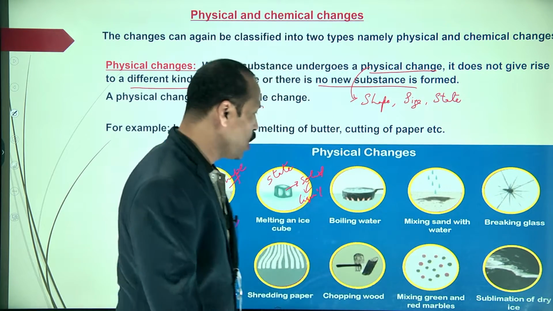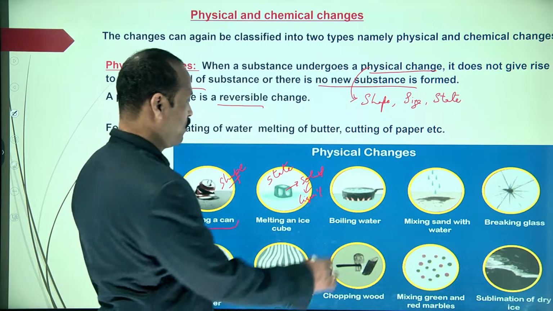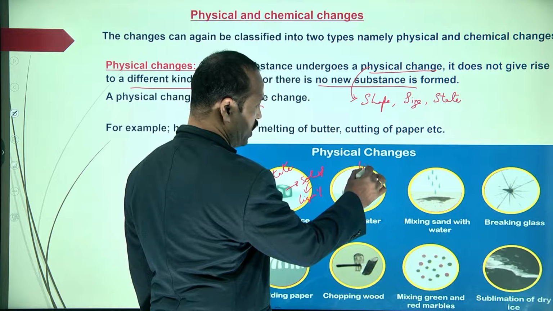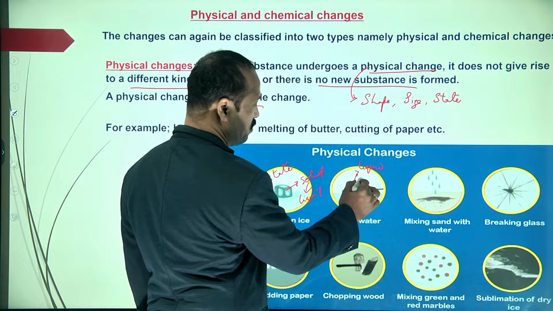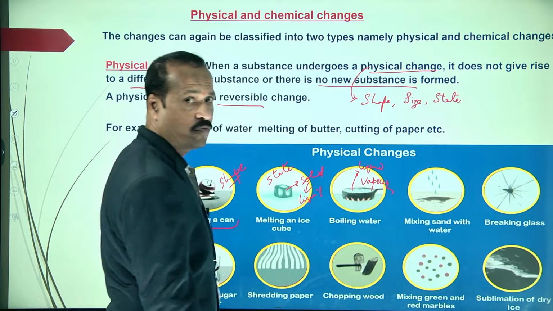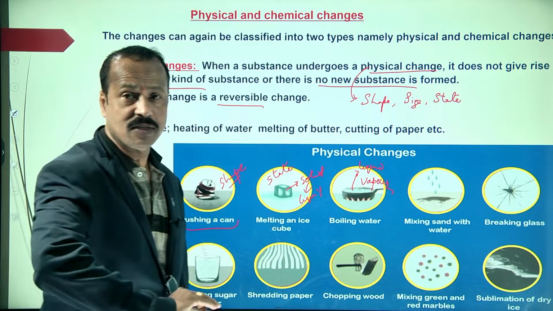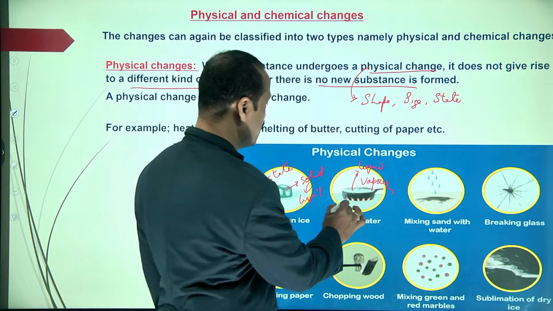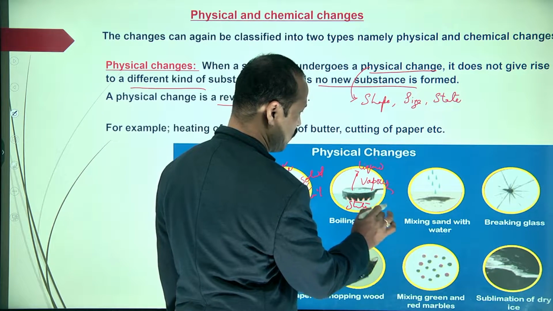Right? Now, next, boiling water. Here actually the water is in liquid state. Now on boiling the water, it will be converted into vapor. Yes or no? It is converting into vapor. So from liquid state it's changing into a gaseous state. So here also there is a change in the state.